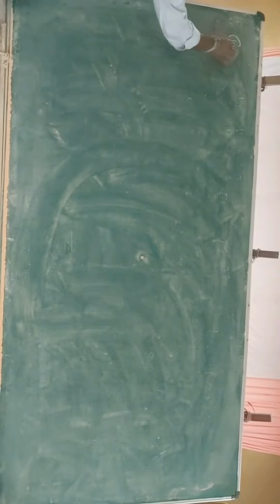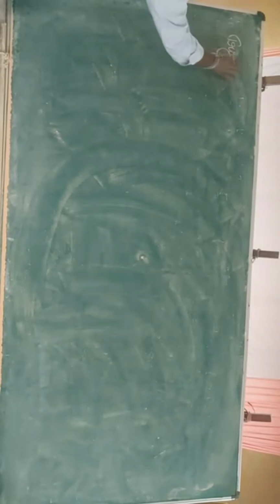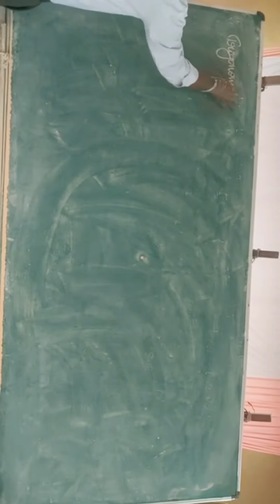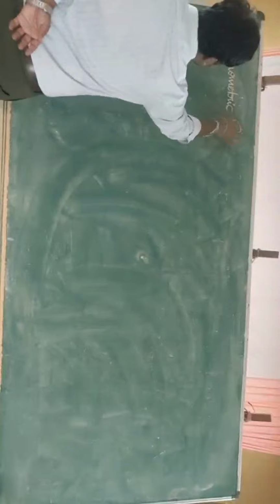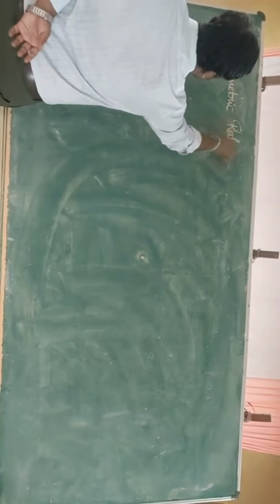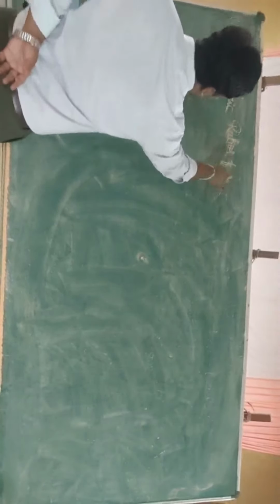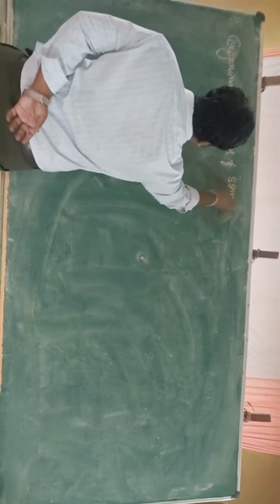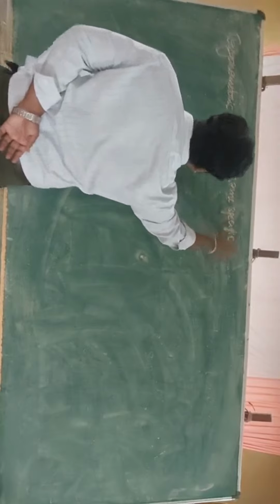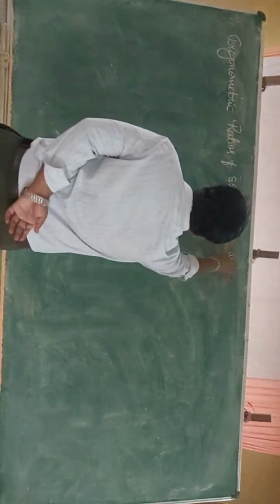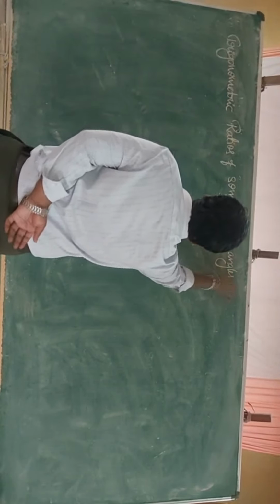Trigonometric ratios of some specific angles are standard angles. Tell me, which angles are called standard angles? Any idea? Which angles are called standard angles?